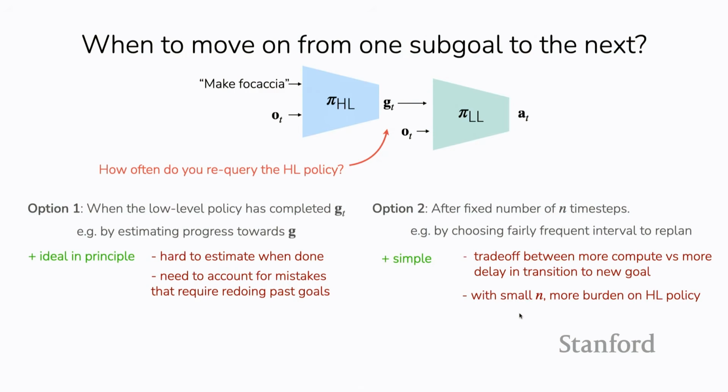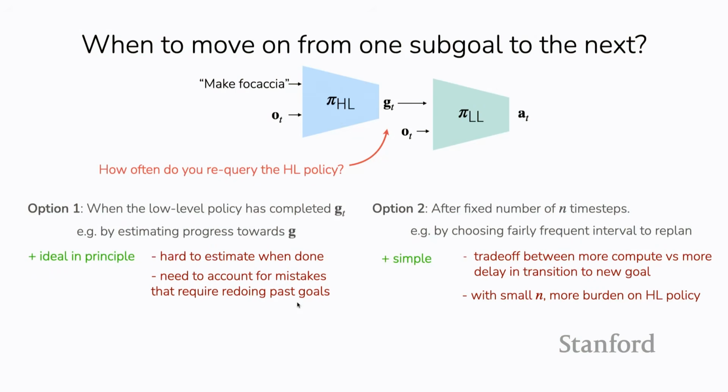But when it is smaller, you're then going to be placing more burden on your high-level policy, because it needs to be making accurate goal predictions more frequently on more states. And you'll be spending more compute as well. So both these have pros and cons.